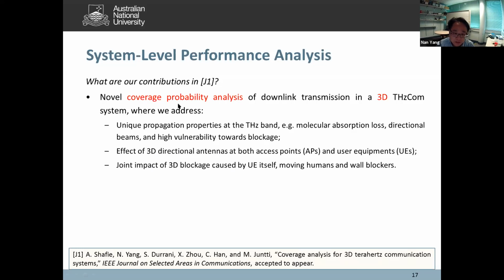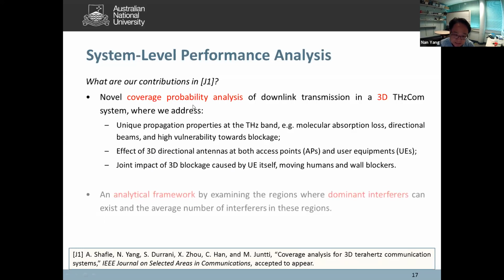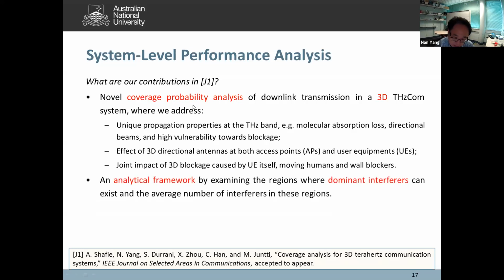In order to perform the coverage probability analysis, we build up an analytical framework, and we examine the regions where the dominant interferers exist. Later on, I will explain what the dominant interferers are.